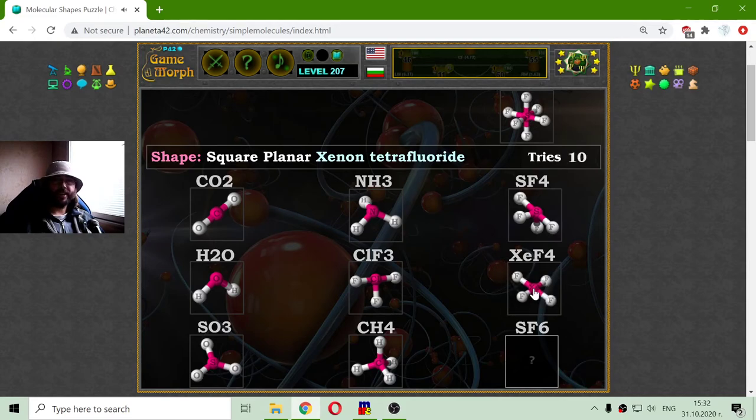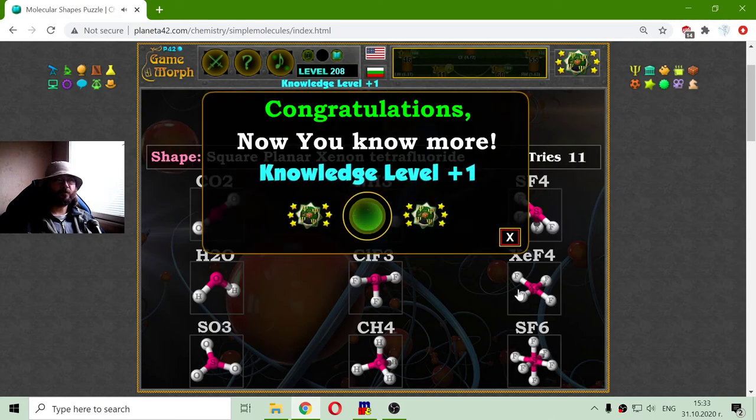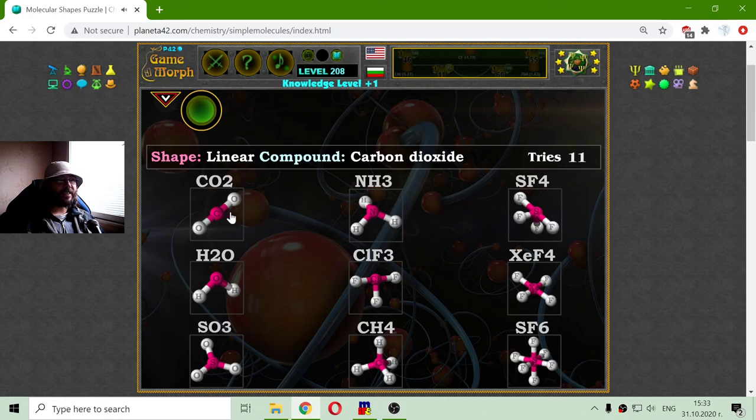Why? Well, this is not a matter of this exercise, but I'm still exploring chemistry. One step at a time. The last shape is the octahedral with an example. The compound example is sulfur hexafluoride. And I made it.